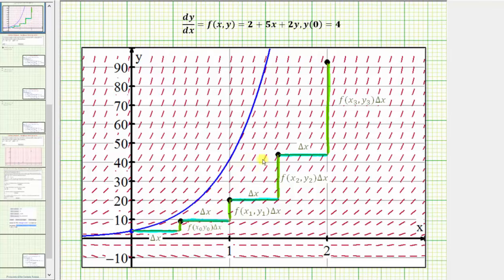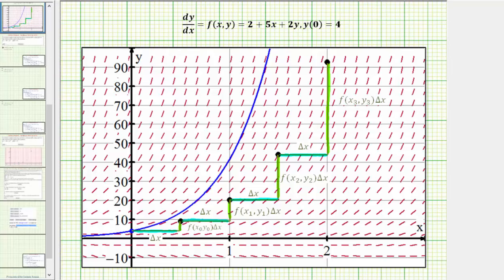So for each successive approximation, to find the x-coordinate, we always take the previous x-coordinate and add delta x, and to find the new y-coordinate, we always take the previous y-coordinate and add the product of the slope at the previous point and delta x. And all this is labeled here. Notice how our next three approximations will give us these 3 points. Notice how our approximate solution is not the best, because this blue function is the actual solution. If we wanted to have a better approximation, we'd have to make delta x smaller.